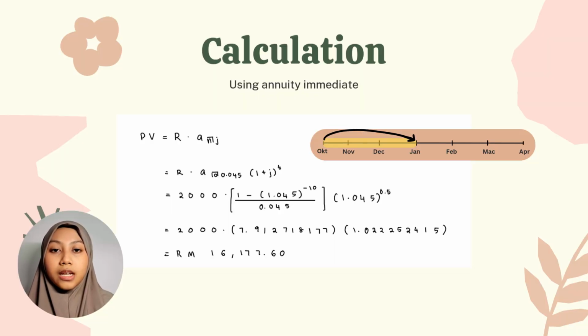So how do we use the bring forward formula? The bring forward formula is 1 plus i power of t, or 1 plus j power of t. Using the annuity immediate PV formula, PV equals R multiplied by a angle n, and we also multiply by 1 plus j power of t. We plug in the values from the question and enter them into the calculator. We will get the same answer as the annuity due calculation, which is RM60,177.60.